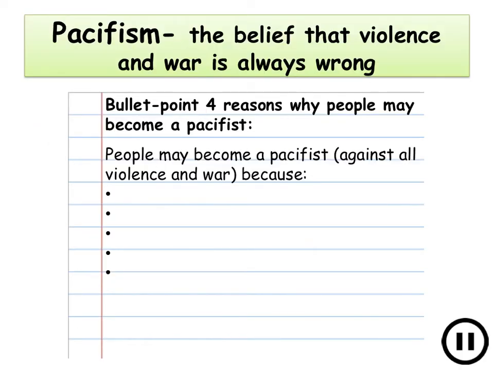We've looked at a lot of ideas surrounding war. We now need to think about peace and the fact that pacifism is the belief that violence and war is always wrong. I want you to try to think about that and think about why people may become a pacifist. It may be that you choose to use religious teachings, but it may also be that you choose to use just sensible arguments that would say that war is the wrong thing to do. Pause the video now and play it again once you've got at least 4 reasons.